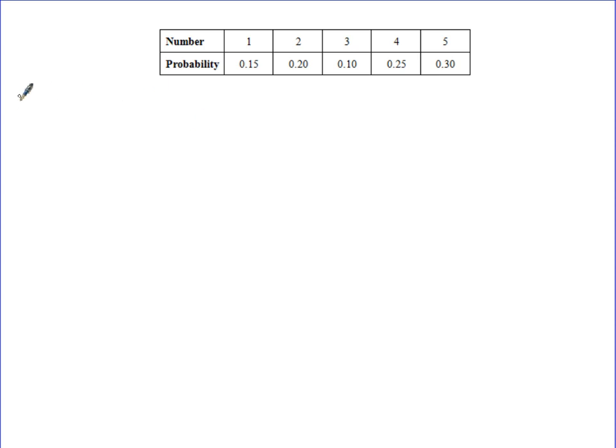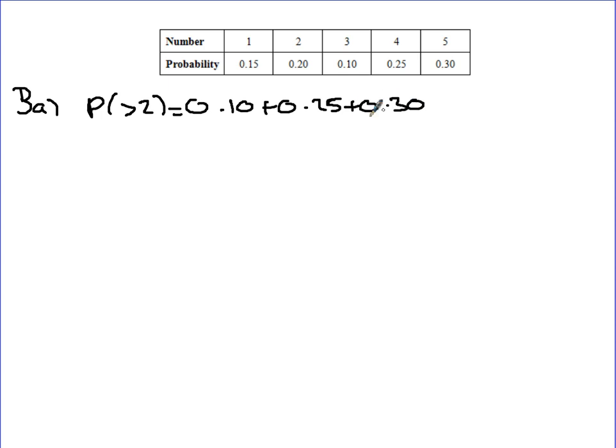So for 3A there, what we're looking at is greater than 2, so the probability of greater than 2 will be the probability of 3 plus the probability of 4 plus the probability of 5. Add these together, that then gives us 0.65 as our solution there.